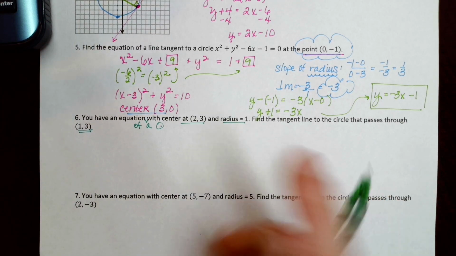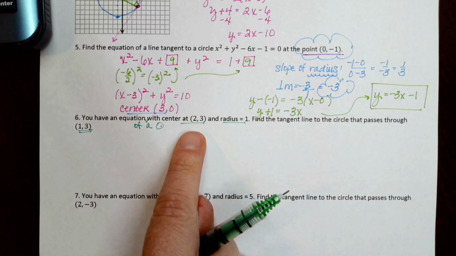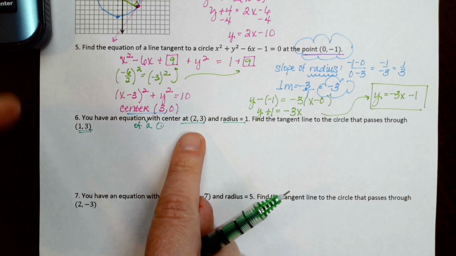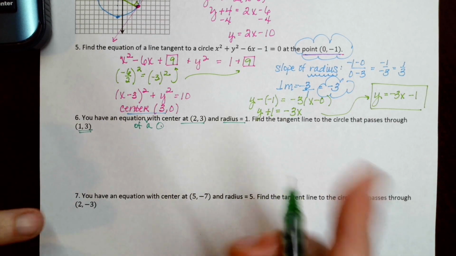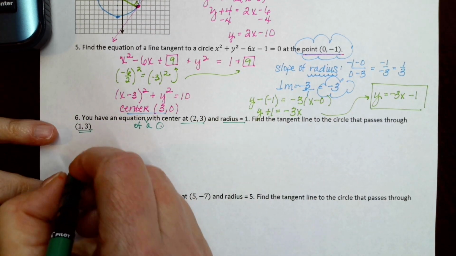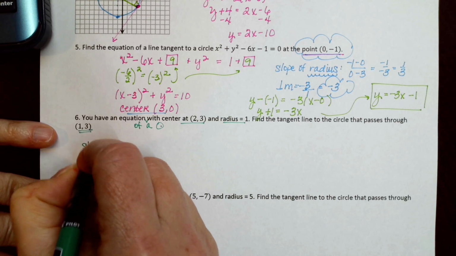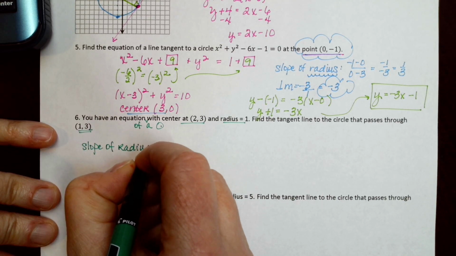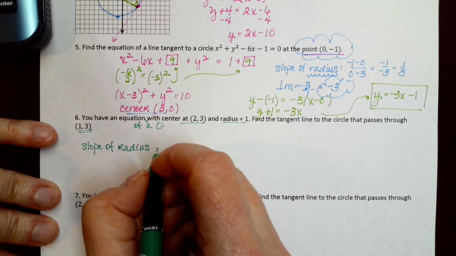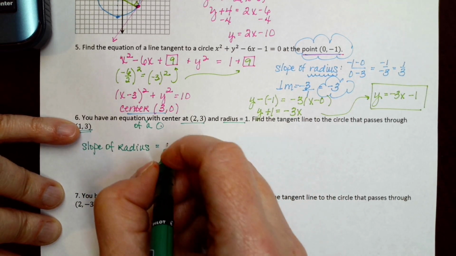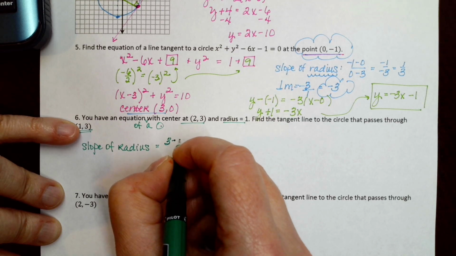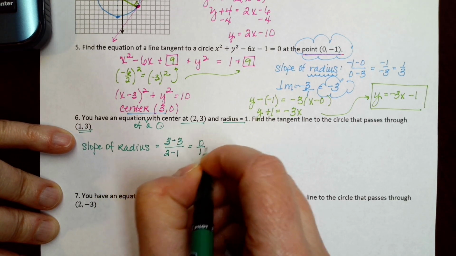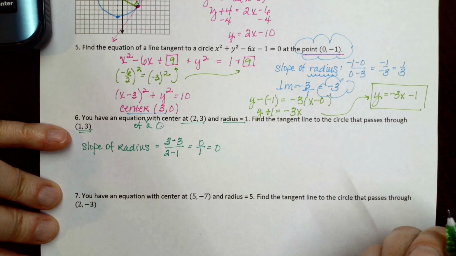Well, all I need from the equation of the circle is the center, right? Like the last time I didn't have one, so I had to go through and find it, but this time I have it. So again, my first step, I just need the slope of my radius. My radius is going to extend from my center to the point of tangency. So I'm going to subtract: 3 minus 3 over 2 minus 1. So I'm going to get 0 over 1, which is really just a 0.